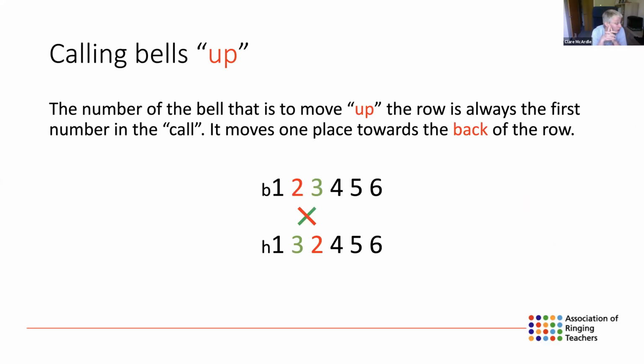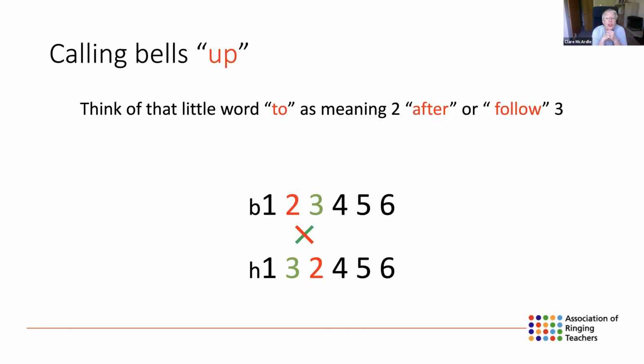When call changes are called up, the number of the bell that is to move up the row is always the first number in the call. It moves one place towards the back of the row. For example, 2 to 3, when called while the bells are ringing in rounds, will swap bells 2 and 3 over. So think of that little word "to" as meaning "after" or "follow" 3. 2 to 3: 2 moves one place towards the back of the row to ring after 3. So 2 after 3.